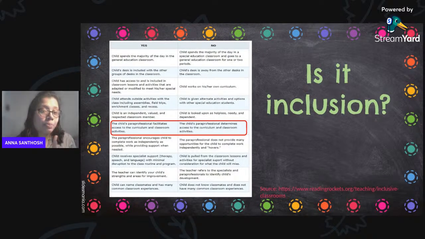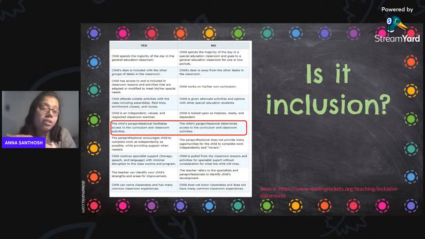If the child is spending the majority of the day in the general education classroom, that is part of the inclusion process. But if the child spends the majority of the day in a special education classroom and goes to the general education classroom for one or two periods, then it is not following full inclusion. So just look into this yes and no, and you will get to know what your school is following right now. Is it full inclusion or still in the integration process?